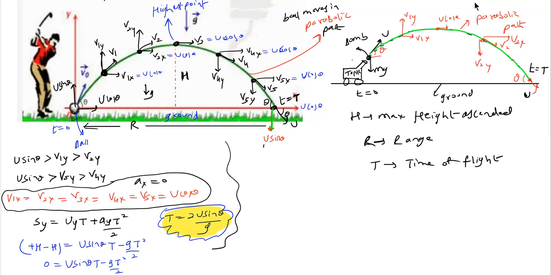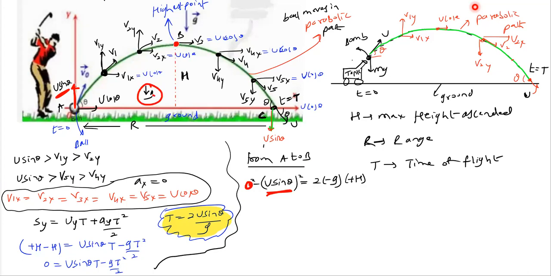Okay, fine. Now we'll give some names A, B, and C. From A to B, we'll apply equations of motion: 0 square equals u sine theta whole square, minus 2 g into plus h. Now you may ask, sir, why are you writing this 0? At point B, what is the vertical component? 0. Okay, fine. Then at point A, what is the vertical component? u sine theta.